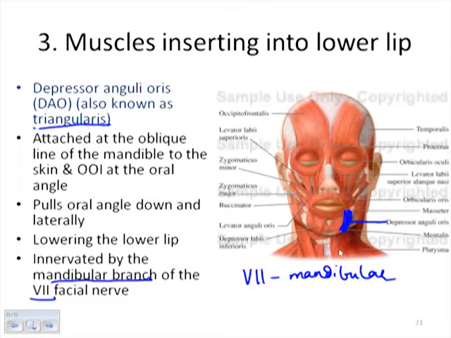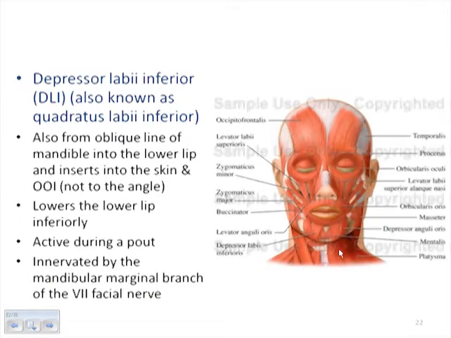All right, so the depressor anguli oris inserts into the angle of the orbicularis oris inferioris, and it pulls the angle down and laterally. It actually depresses the lower lip. The next one is the depressor labii inferioris, which is right here.